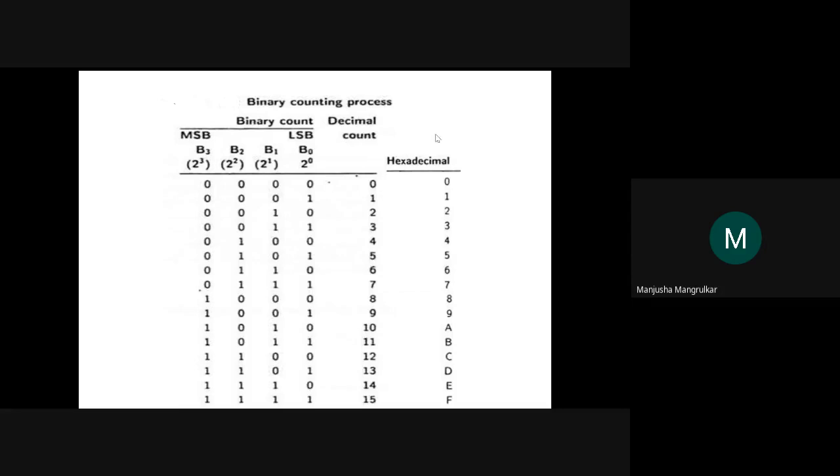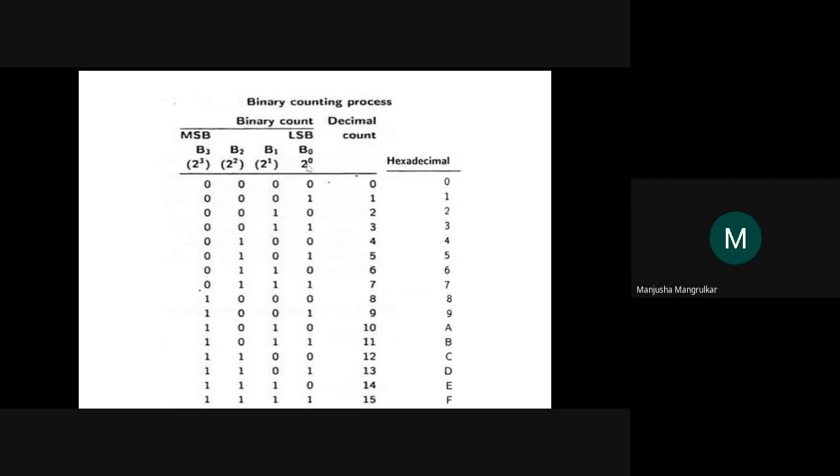This is our decimal number: 0, 1, 2, 3, 4, 5, 6, 7, 8, 9, 10. And this is the hexadecimal number: 0, 1, 2, 3, 4, 5, 6, 7, 8, 9, A, B, C, D, E, F. The 15 of decimal is equal to the F of hexadecimal. Now this decimal and hexadecimal are converted into the binary number.